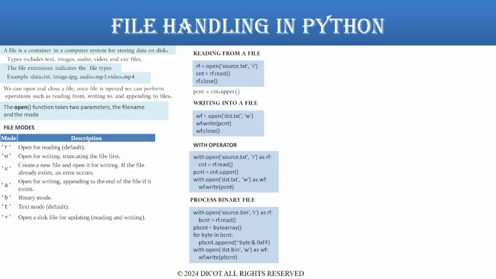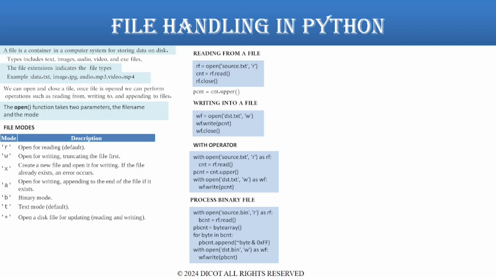Once the file is opened, we are assigning the file object to variable rf. Then, we are reading the contents of the file using a call to the built-in file read function, rf.read, and assigning the contents to variable bcnt. Now, let's try to process the binary content by inverting the bits for the entire contents of a file.